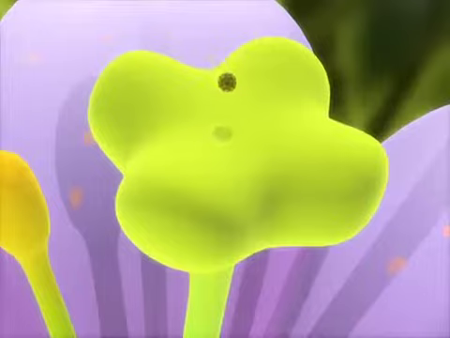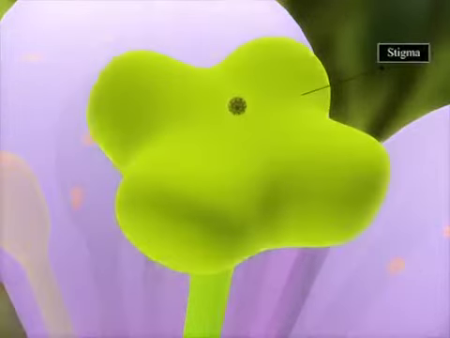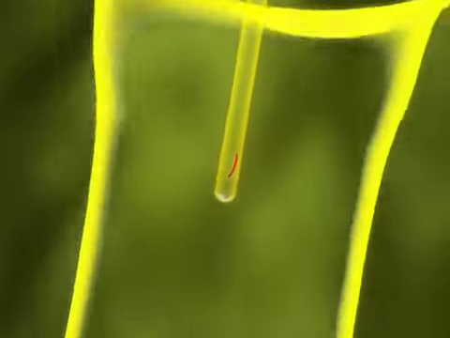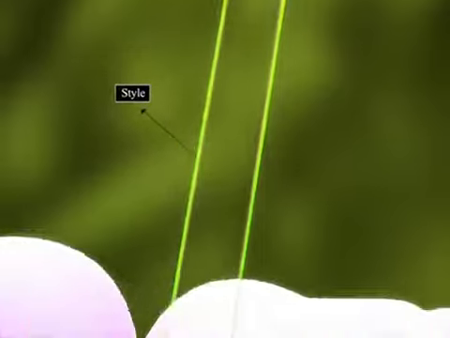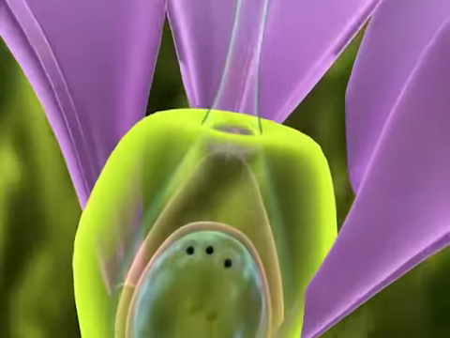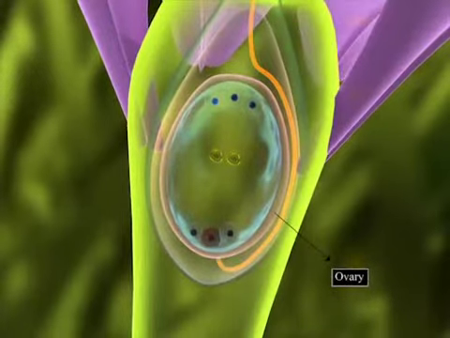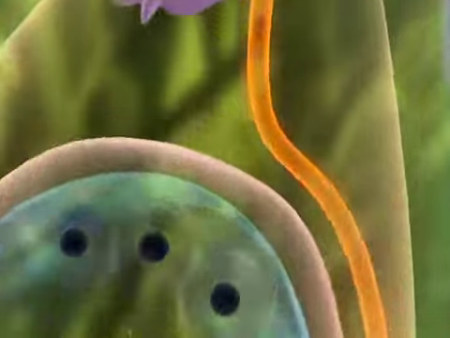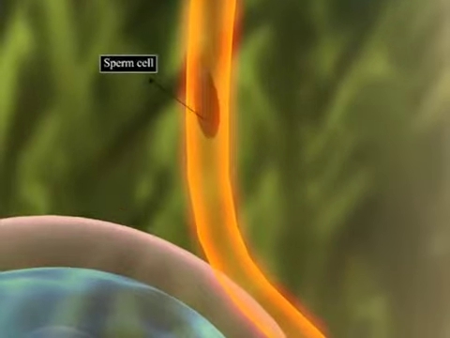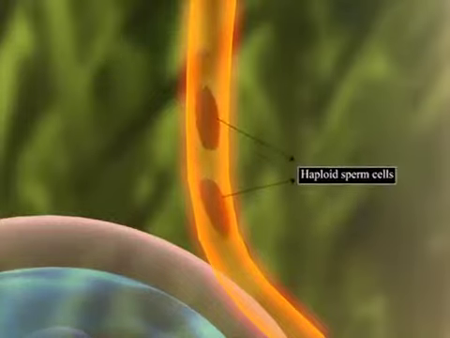When the pollen grain lands on the stigma, germination takes place. The tube cell elongates and forms a pathway from the style to the ovary. Before entering the ovary, the generative cell undergoes mitosis and forms 2 haploid sperm cells.